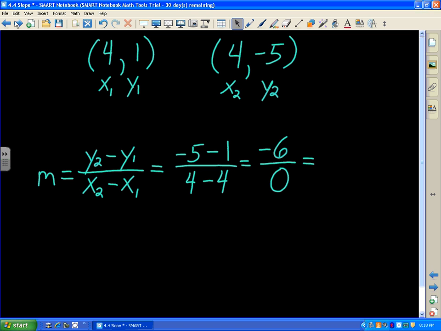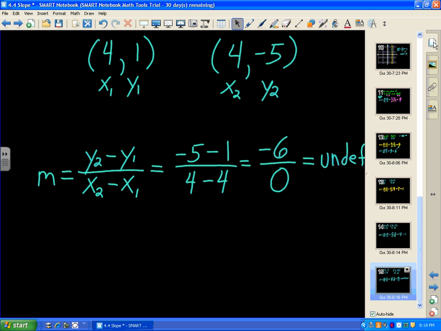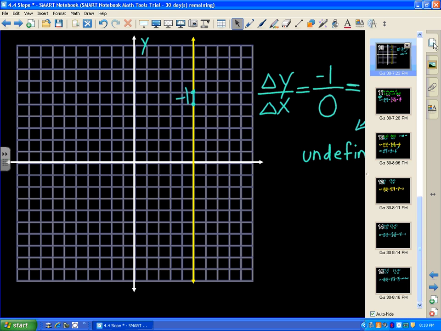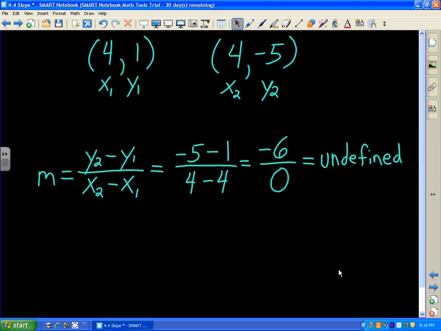And when we have 0 on the bottom of a fraction, you have to remember that this is an undefined slope. Can you remember what type of line has an undefined slope? Maybe if I give you a graph here, that might help you out. A vertical line has an undefined slope. So when we calculate a slope like negative 6 over 0, and we know that it has an undefined slope, we can say that the line that goes between these 2 points, 4, 1 and 4, negative 5, will be a vertical line.